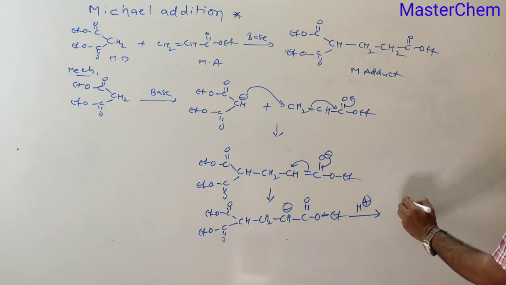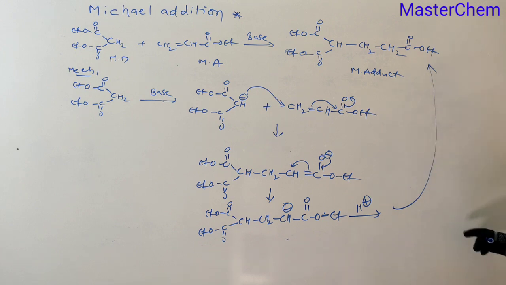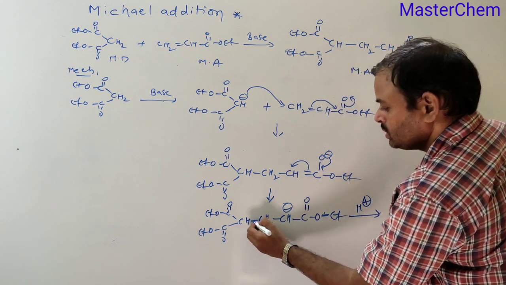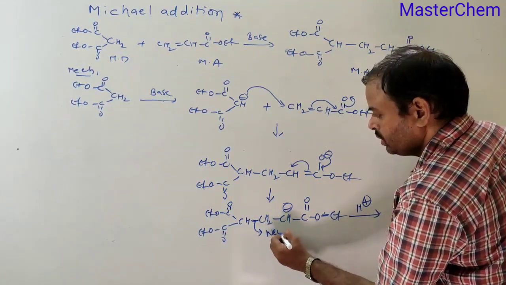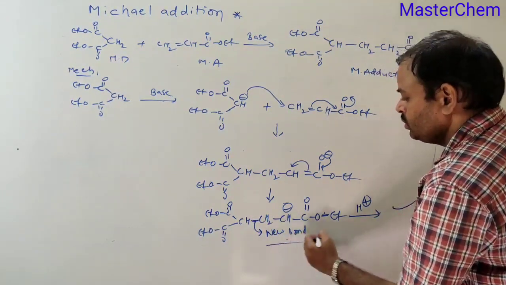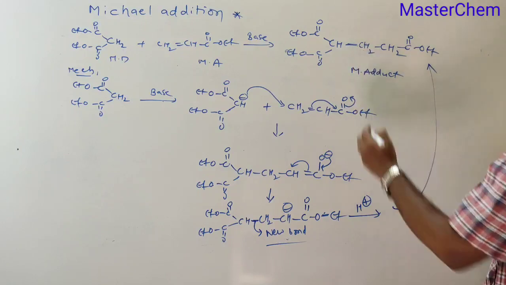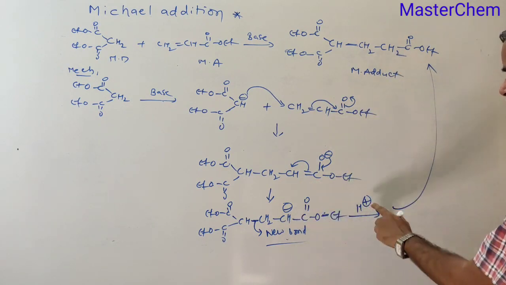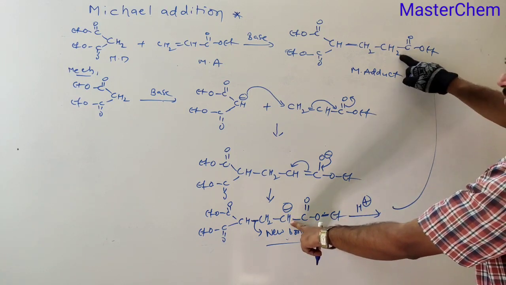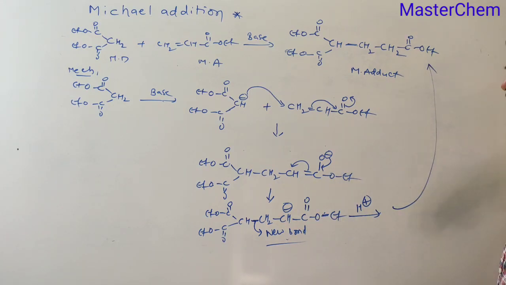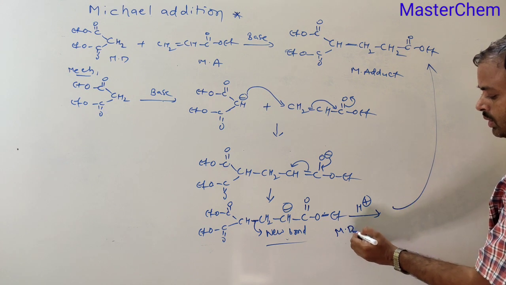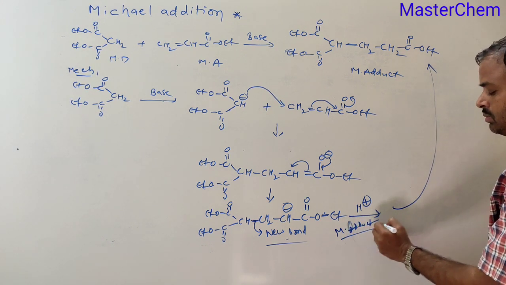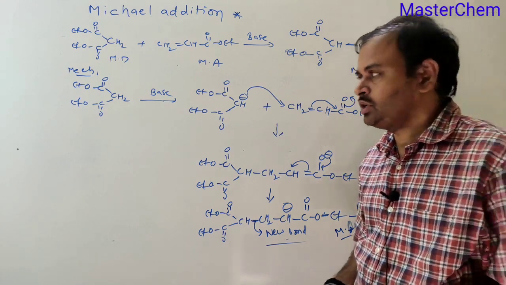So this H plus attaches to this negatively charged CH minus. With this you will get this product, COOEt, CH, CH2. This is a newly formed bond, a new bond is formed. Now this CH minus with H plus becomes CH2, COOEt. This is Michael adduct. So this is the mechanism for Michael addition reaction.